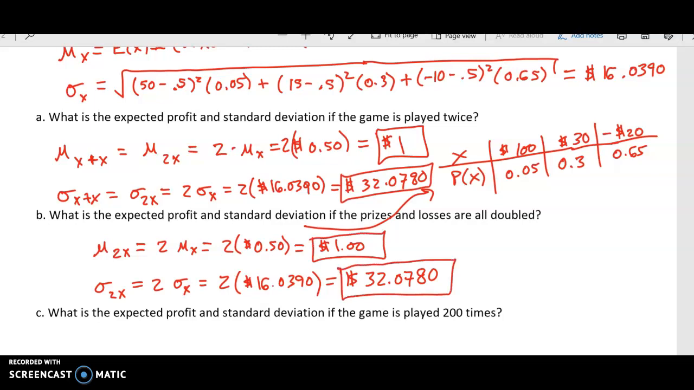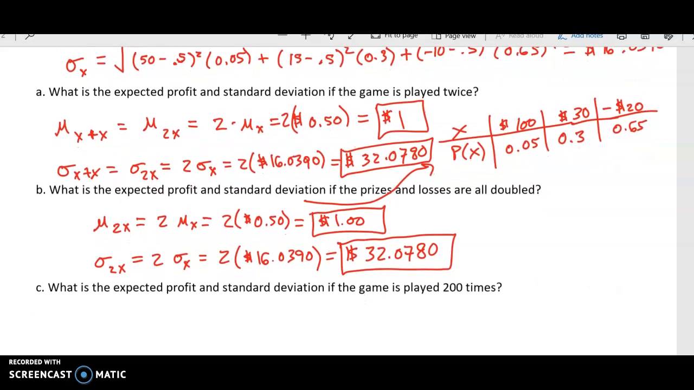It turns out it doesn't matter in this particular example if you play the game twice or if you play it once and double the winnings and losings. You're going to end up with the same mean and standard deviation.